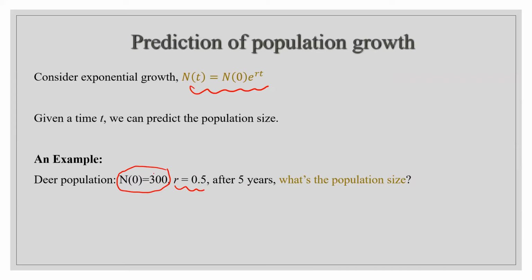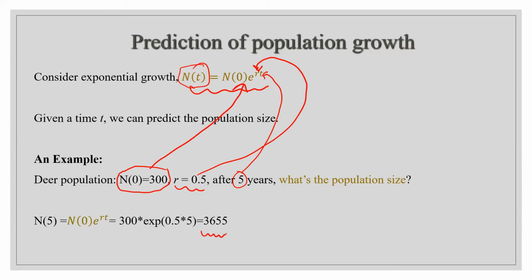Are you getting this? What do we have to do? Nobody? You don't understand what to do? Okay. Just put this n naught over here, r over here, and t as 5. This 5 years you will put over here. So you will get the population. So this is basically coming out to be this.